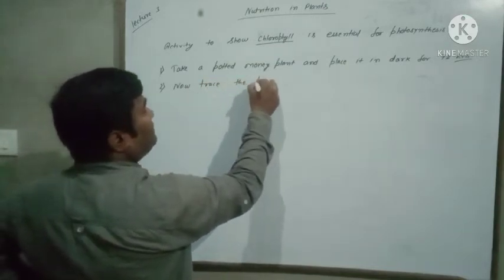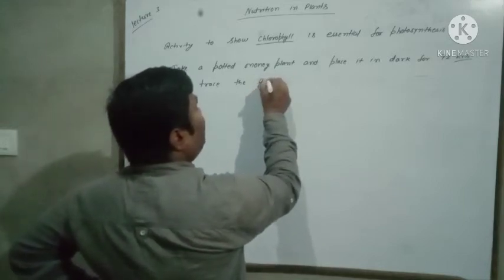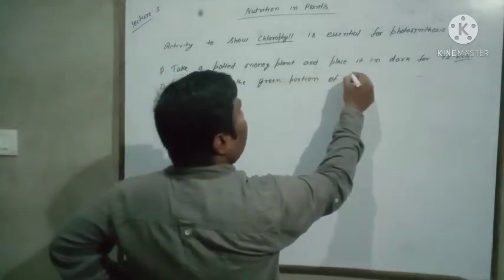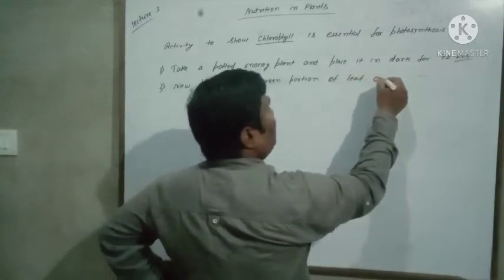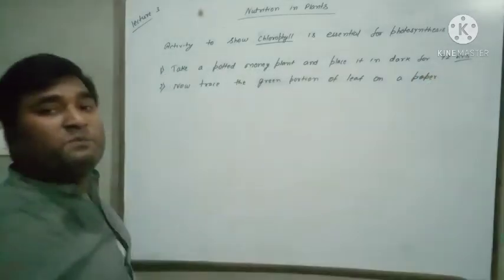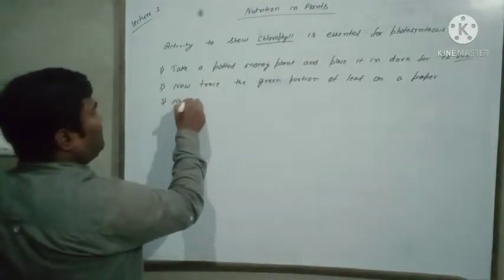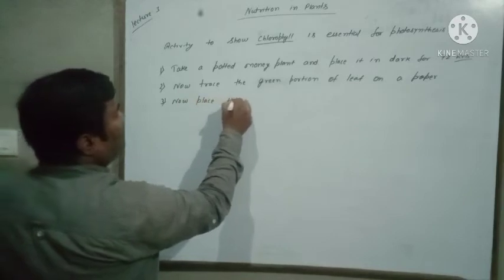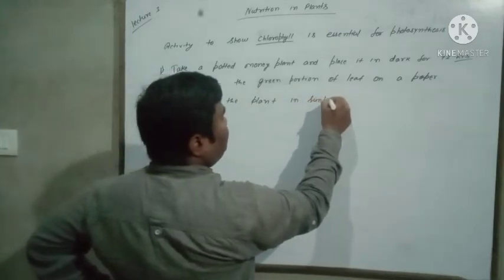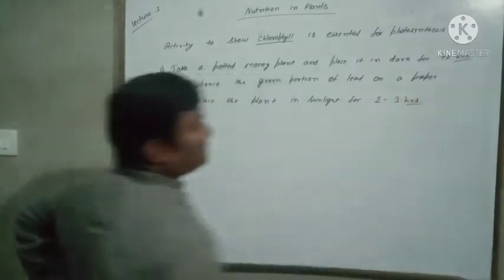trace the green portion of the leaf on a paper. किसी पेपर पे उसके ग्रीन पोर्शन को ट्रेस कर लेंगे. थर्ड, now place the plant in sunlight for 2 to 3 hours.